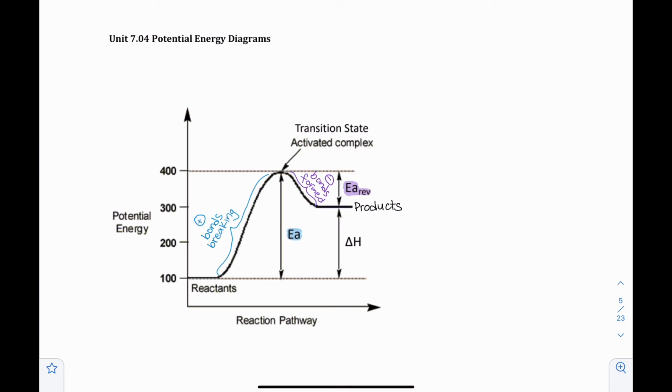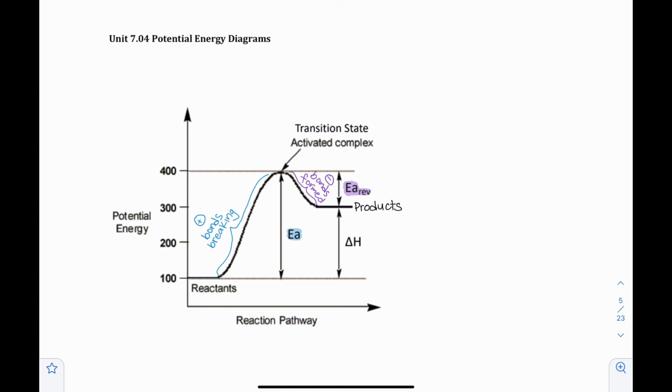Potential energy is on the y-axis, and the diagram starts with the reactants on the left and ends with the products on the right. At the beginning of the reaction, energy is absorbed and used to break apart the bonds in the reactants. The amount of energy required to break apart those reactant bonds is the activation energy, or EA. Energy is then released when the bonds in the products are formed. If the reaction were to be reversed, the amount of energy required to break apart those bonds would be the reverse activation energy, or EA reverse.